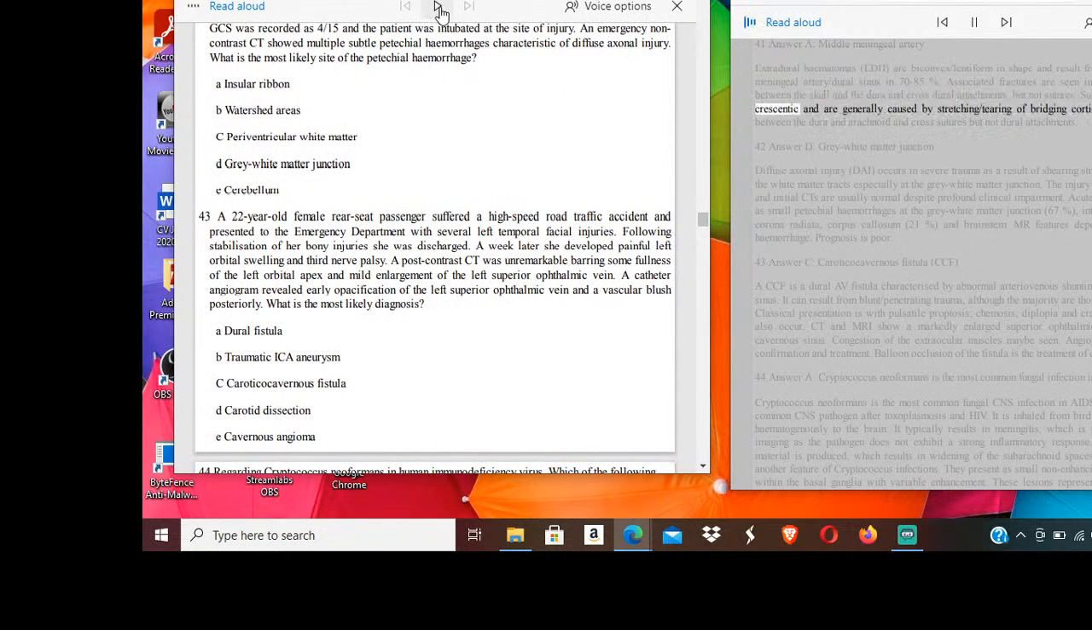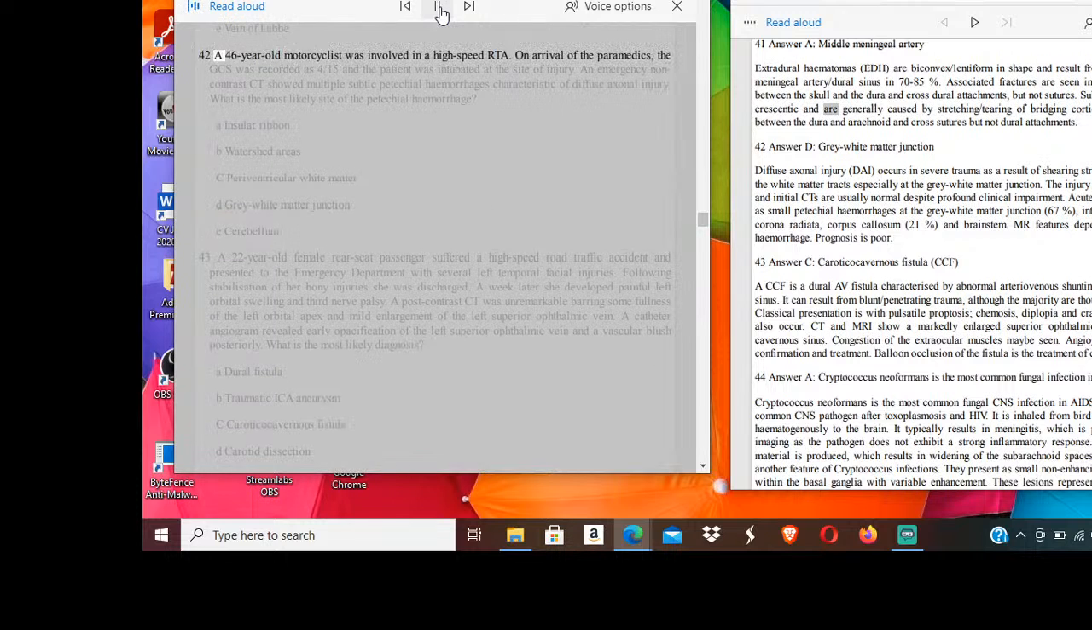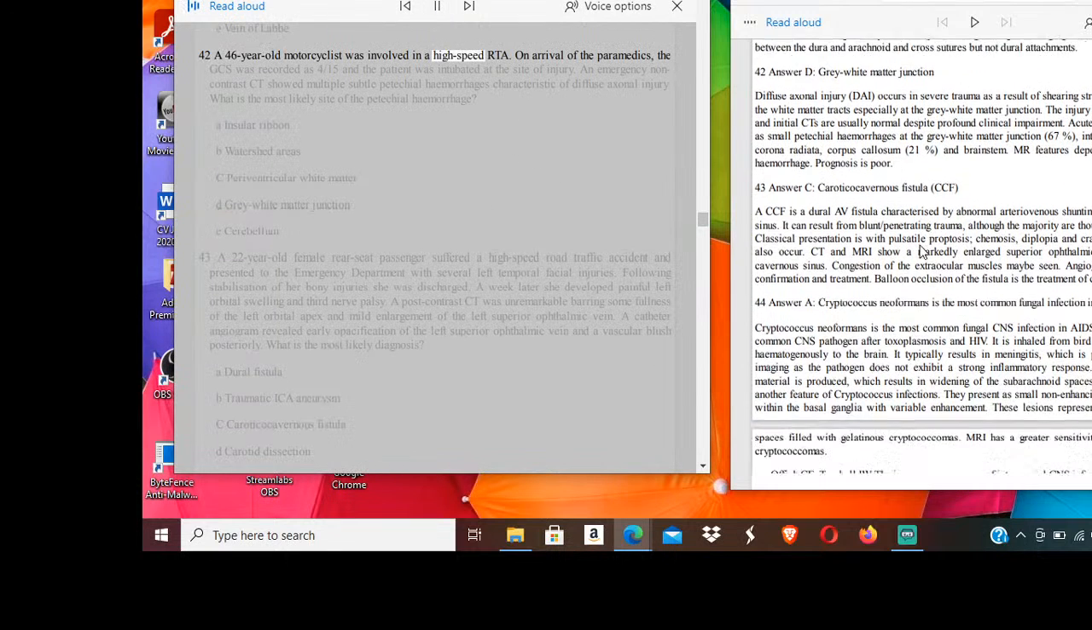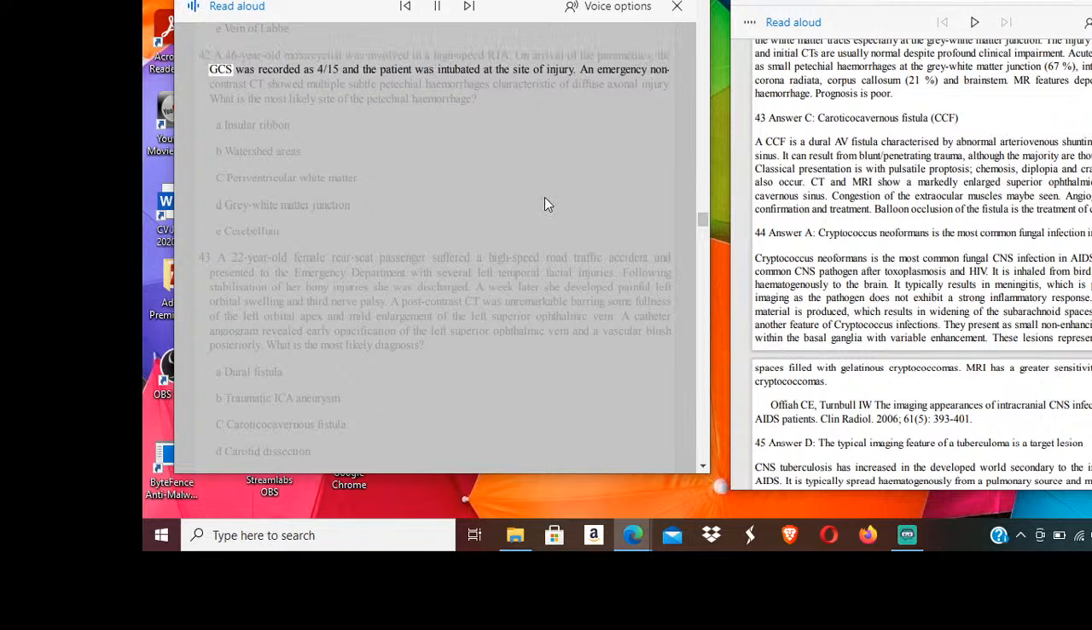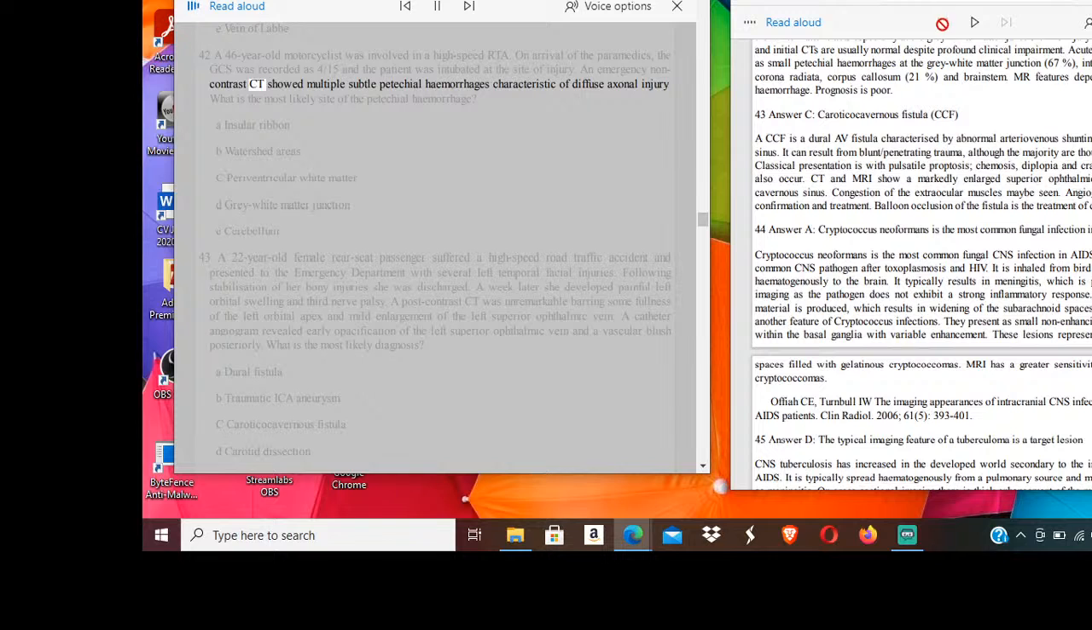Subdural hematomas are crescentic. 42. A 46-year-old motorcyclist was involved in a high-speed RTA. On arrival of the paramedics, the GCS was recorded as 4/15, and the patient was intubated at the site of injury. An emergency non-contrast CT showed multiple subtle petechial hemorrhages characteristic of diffuse axonal injury. What is the most likely site of the petechiae?